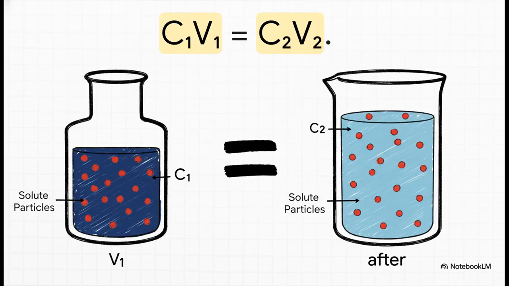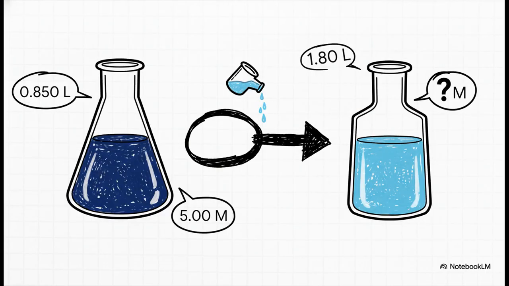And that key idea leads us directly to this fantastic little equation. C1V1 equals C2V2. The 1s are for your starting conditions, your initial concentration and volume. The 2s are for your final conditions, after you've diluted it. Since the amount of solute is the same before and after, the left side of this equation always has to equal the right side. Let's put it to work.